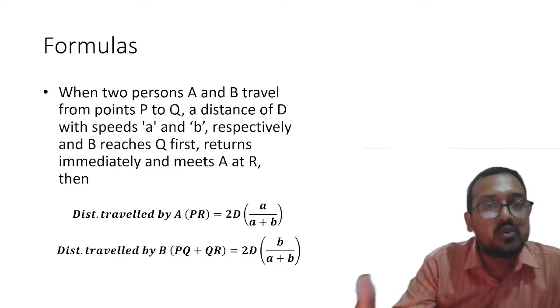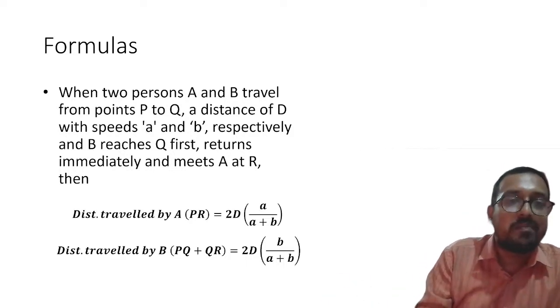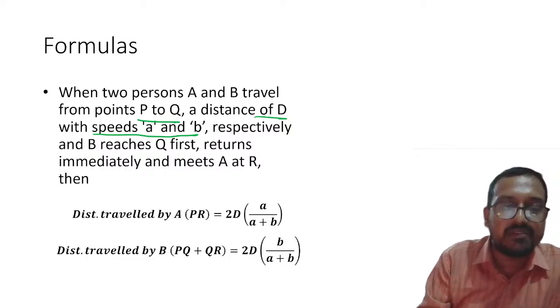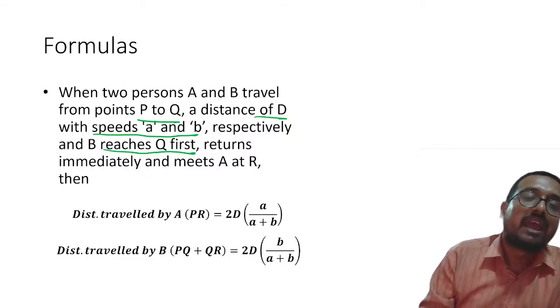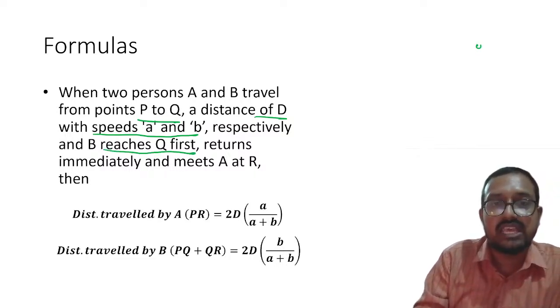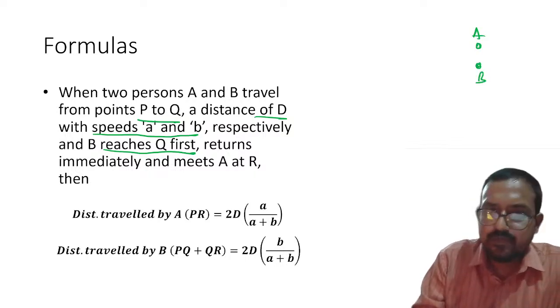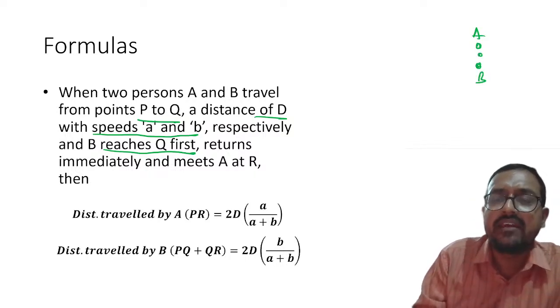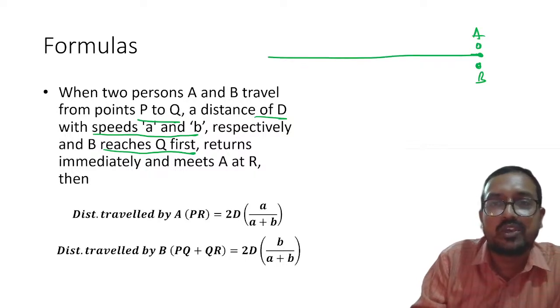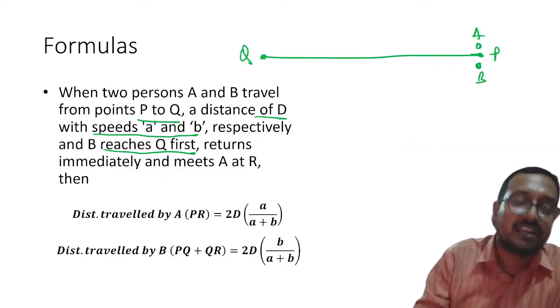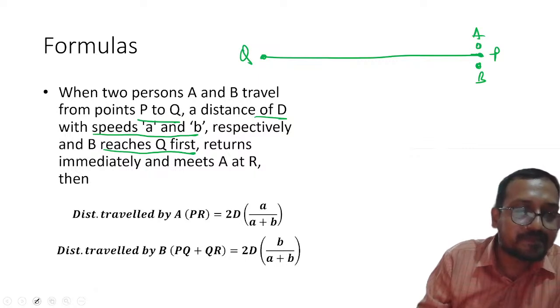Now, my dear students, when two persons A and B travel from point P to Q, the distance of D with speed A and B respectively, B reaches Q first and then returns immediately. So what are they saying? They are saying that, let us say A and B are two persons. Let us say they are running, right? And they are running from P to Q across a stretch. P to Q. This is the track, let us say, right?